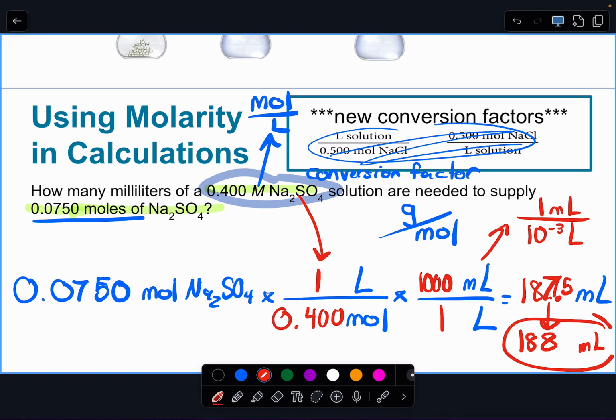So in the case of sodium sulfate, that's kind of dumb because most of the time you're going to weigh out sodium sulfate. Most ionic compounds are solids, and so it's pretty easy to just scoop them out of the bottle.